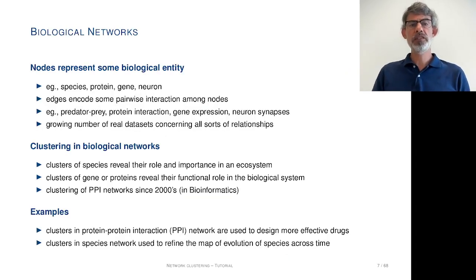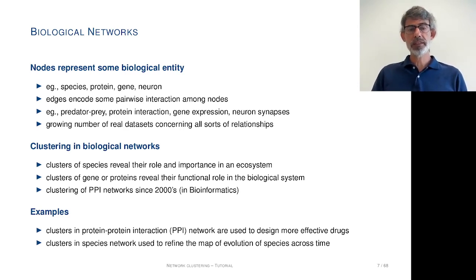Another example is biological networks, where nodes represent some biological entity, for example, a species, a protein, a gene, or a neuron, and the edges encode some pairwise relationship among these nodes. For example, the predator-prey in the species, protein interactions between proteins in a particular cell, gene expression, or synapses between neurons in a neuron network. And there are also a growing number of real data sets concerning all sorts of relationships in biological networks.